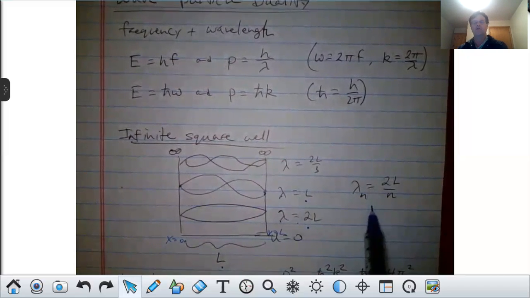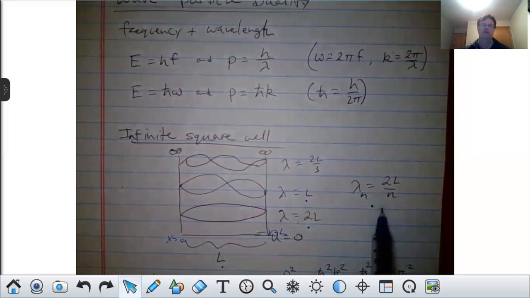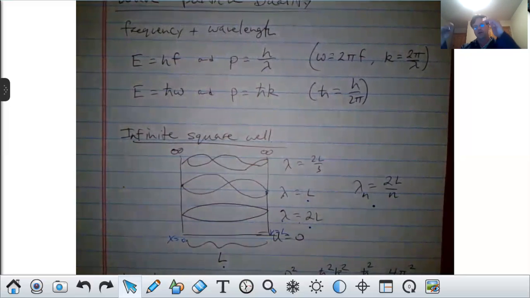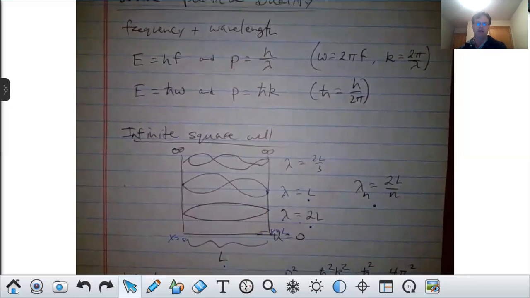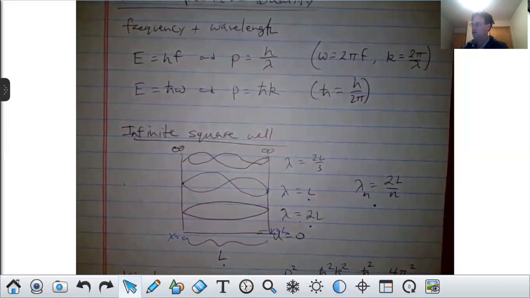And you can eventually come up with this formula, familiar from waves on a string, that the nth wavelength, or the nth harmonic, or what I may call the nth state of the electron, is 2L over n, where n is an integer: 1, 2, 3, 4.